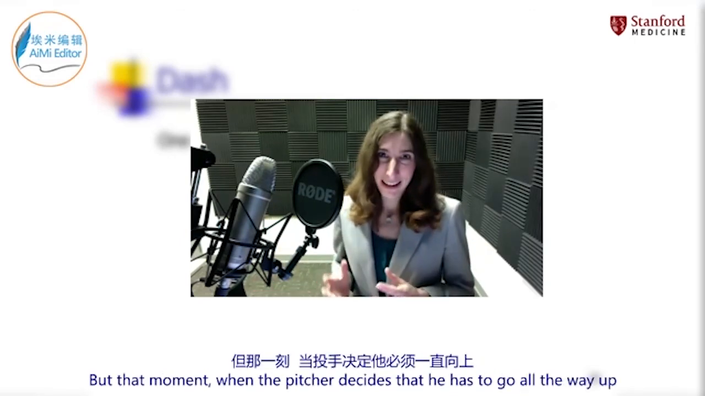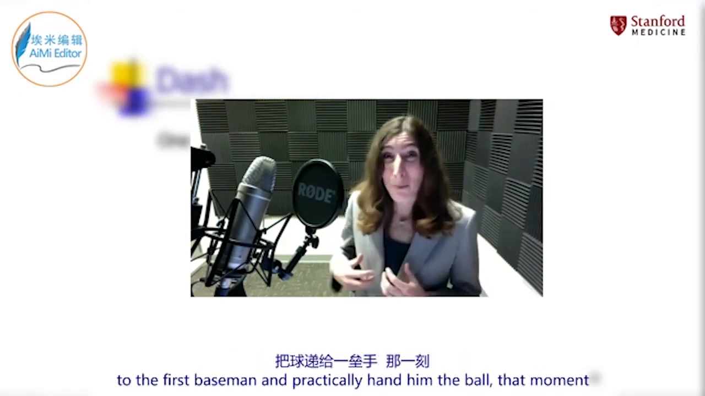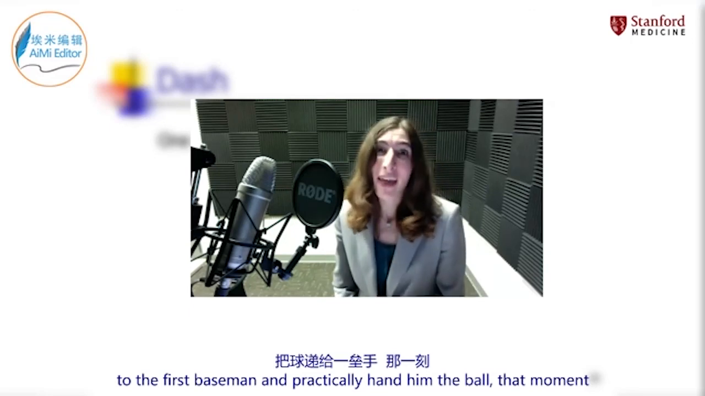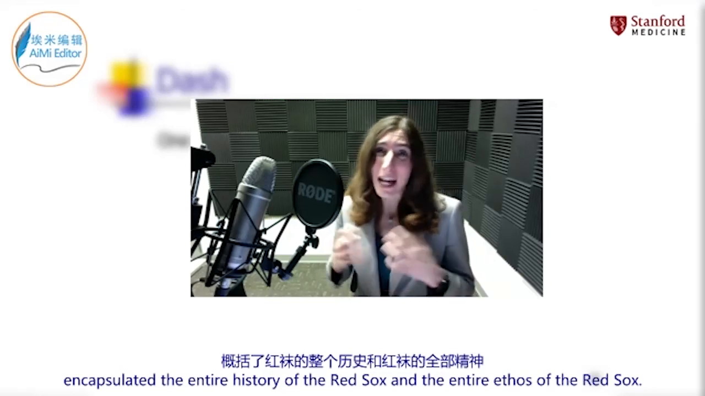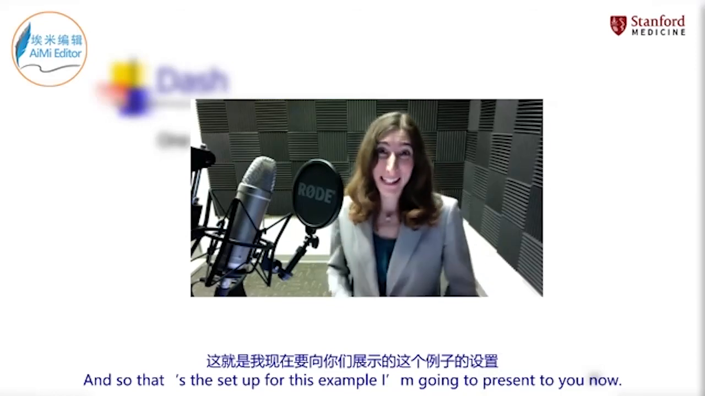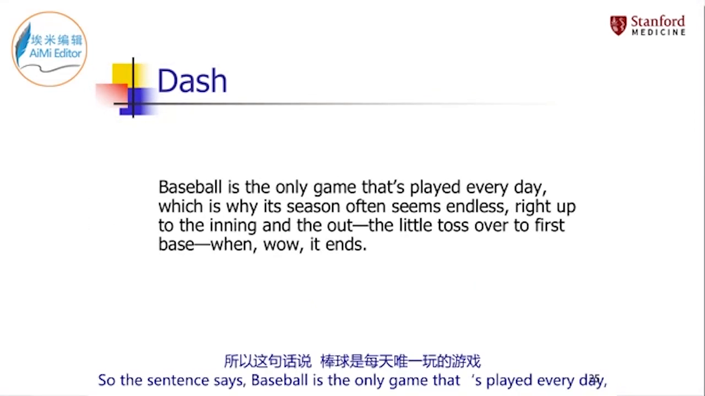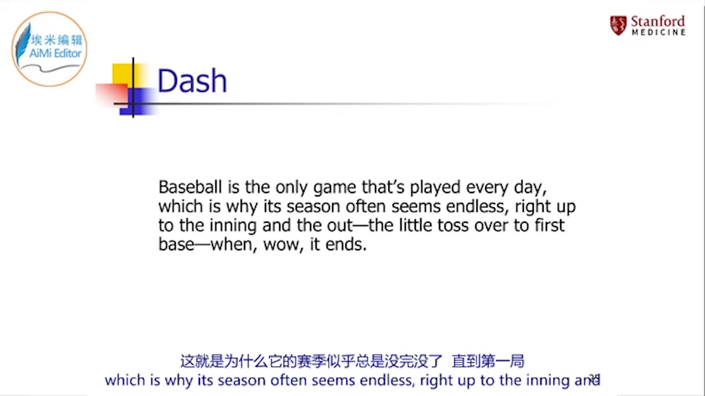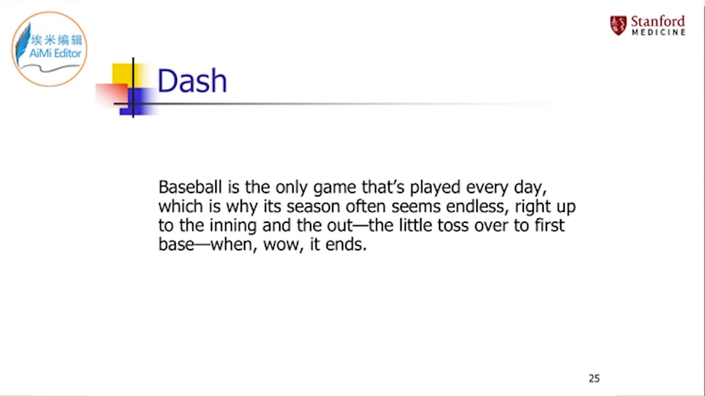But that moment, when the pitcher decides that he has to go all the way up to the first baseman and practically hand him the ball, that moment encapsulated the entire history of the Red Sox and the entire ethos of the Red Sox. And so that's the setup for this example I'm going to present to you now. So this sentence says, "Baseball is the only game that's played every day, which is why its season often seems endless, right up to the inning and the out. The little toss over to first base, when, wow, it ends."